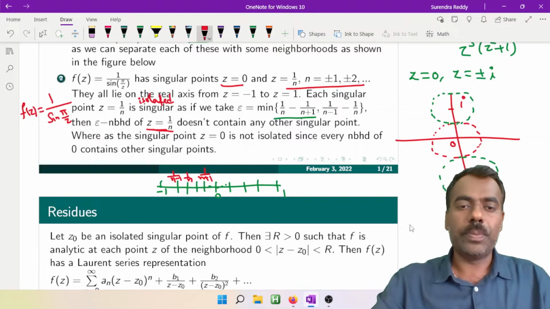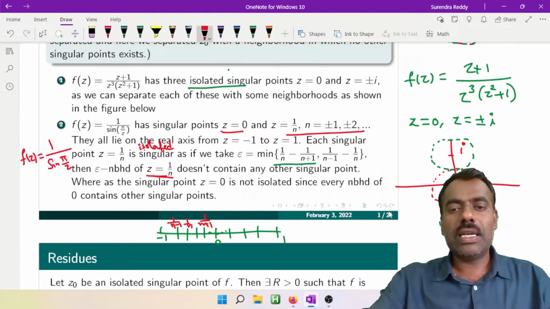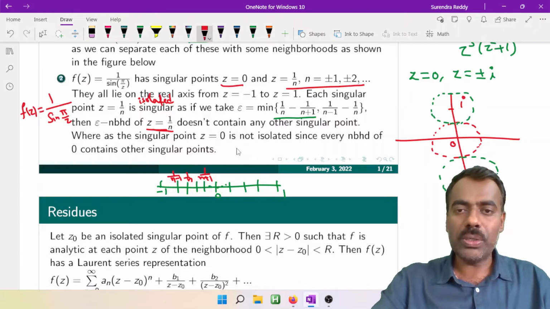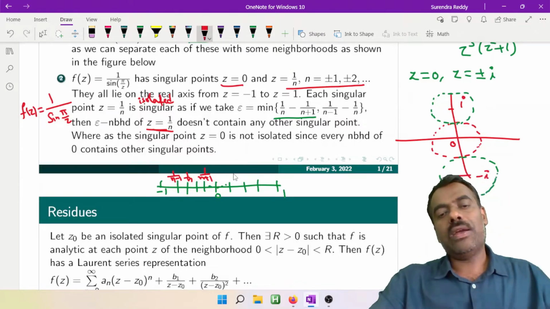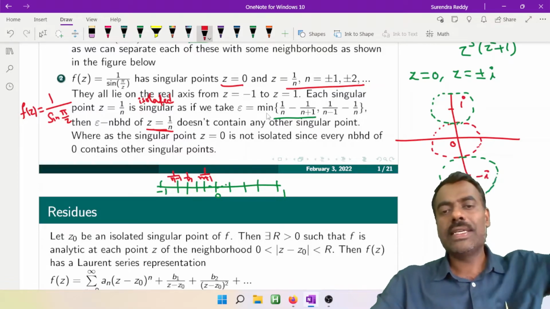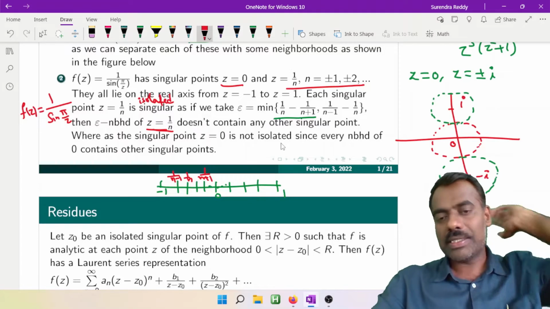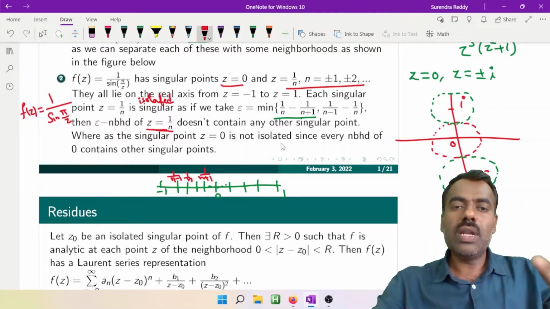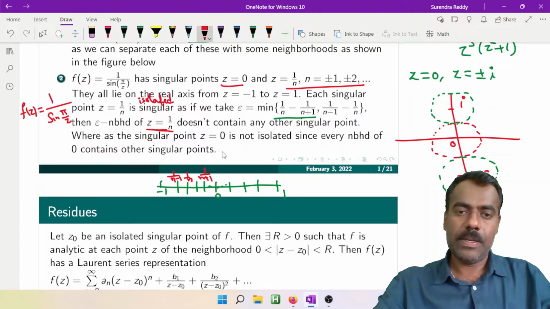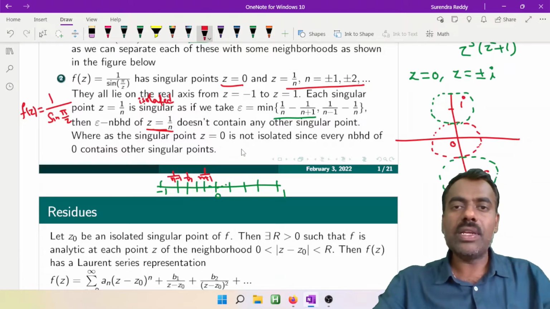But what about 0? We all know that if you take the sequence 1 by n, it tends to 0. That means after some stage, there will be infinitely many points available in every neighborhood of 0, right? So that means this 0 you cannot separate. There is no neighborhood around 0 where no other singular points exist. Such a neighborhood is not possible.